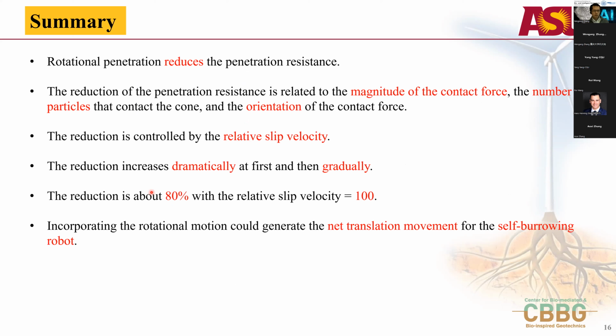So here is my summary. The rotational penetration reduces the penetration resistance, and the reduction of the penetration resistance is related to the magnitude of the contact force, the number of particles that contact the cone, and the orientation of the contact force. The reduction is controlled by the relative slip velocity, and the reduction increases dramatically at first and then gradually. The reduction is about 80% when the relative slip velocity is around 100. And by incorporating the rotation motion, we could generate the net translation motion for the self-burrowing robot. As Julia mentioned, maybe for the horizontal robot, we can use the rotational movement.